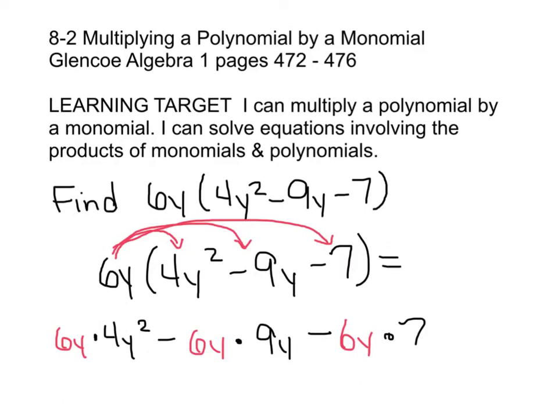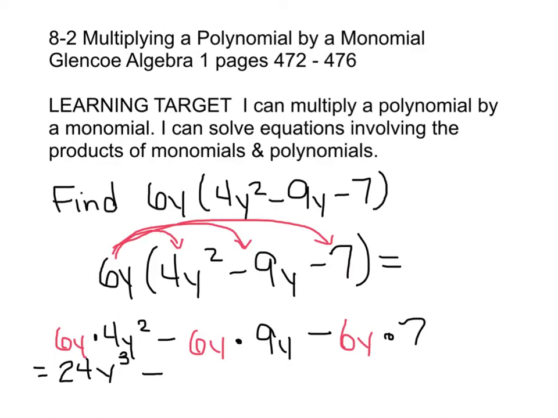What you're going to get when you multiply these, you're going to multiply the coefficients. 6 times 4 is 24. Then follow your exponent rules. You have the product of powers, the product rule. You've got 6y times 4y to the second. 6 times 4 is 24. y times y to the second would be y to the 1 plus 2, which would be y to the third power.